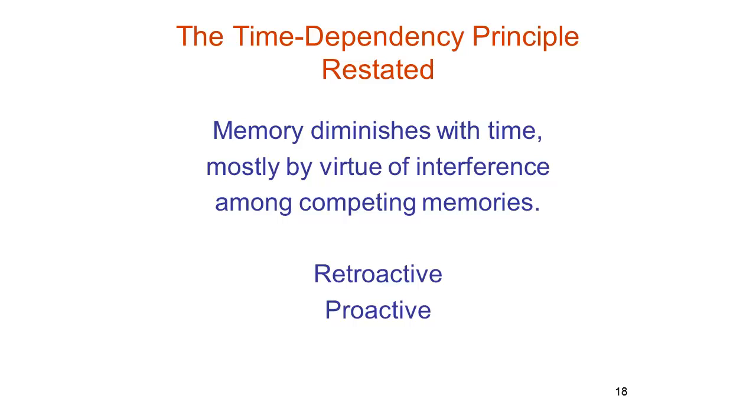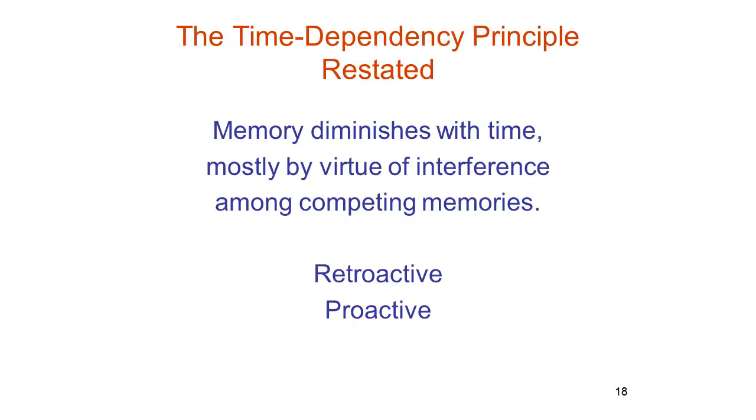Memory diminishes with time, that's right, but we now know that mostly memory diminishes with time by virtue of interference among competing memories. This interference comes in two forms. In retroactive interference, memories encoded later interfere with the retrieval of memories encoded earlier. The interference is retroactive. It works backwards in time. But there's also proactive interference, in which memories encoded earlier interfere with the retrieval of memories encoded later. The interference is proactive because it's working forward in time.